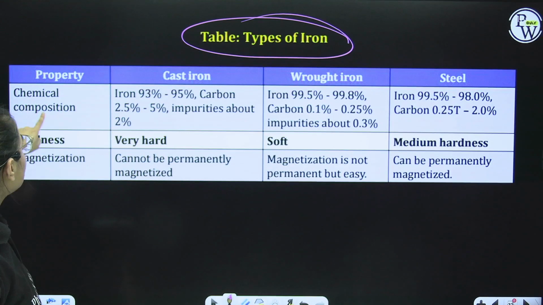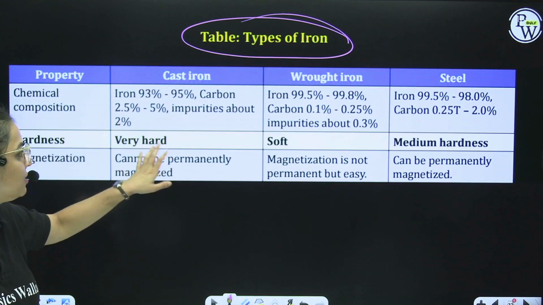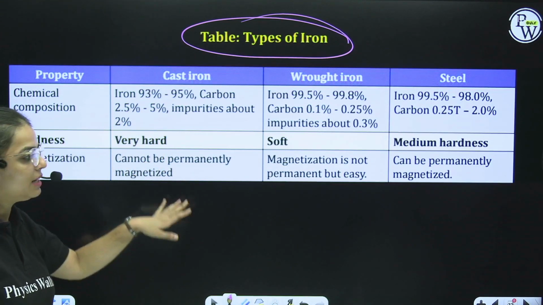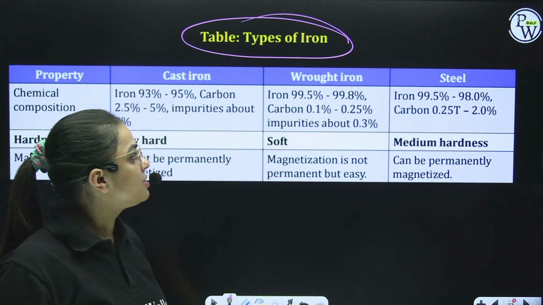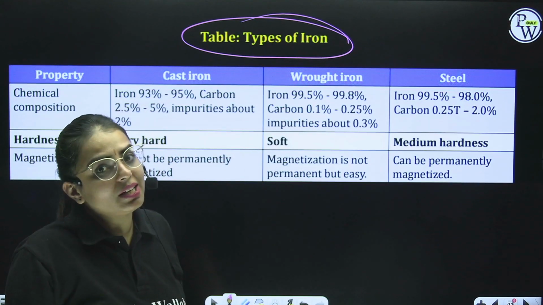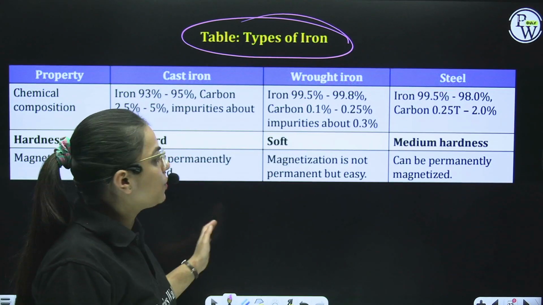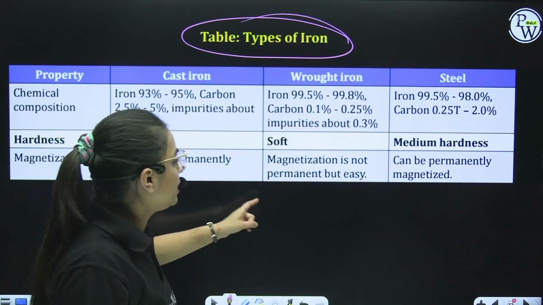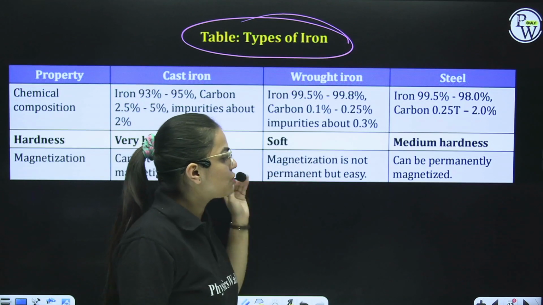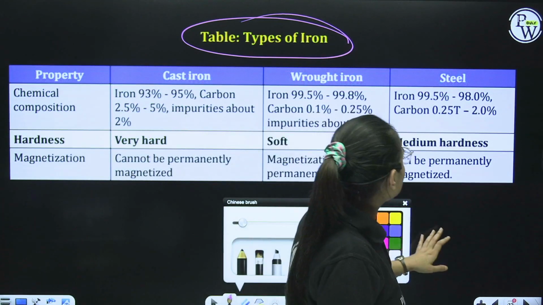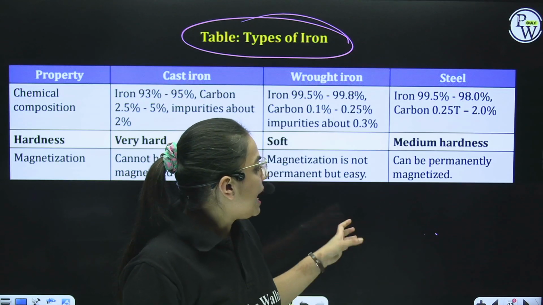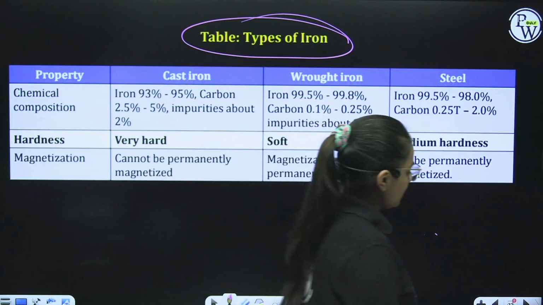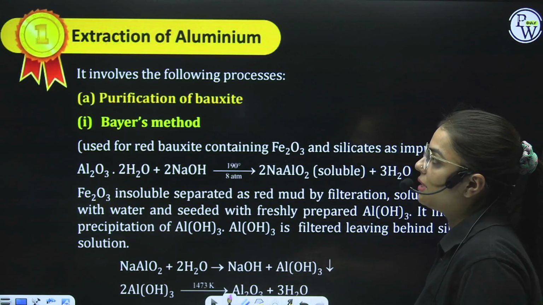So in cast iron, the chemical composition is iron about 93%. It is very hard and cannot be permanently magnetized. If I talk about wrought iron, the iron is 99.5% to 99.8%. Carbon and impurity, they have already told you. It is soft in nature, and its magnetization is not permanent, but it is easy. Then comes your steel, which is medium hard. It has a medium hardness and it can be permanently magnetized. So you should know the difference between these as well.